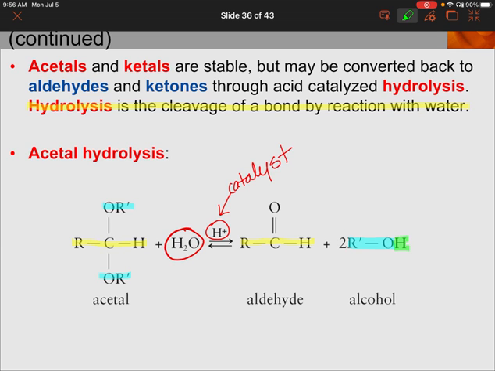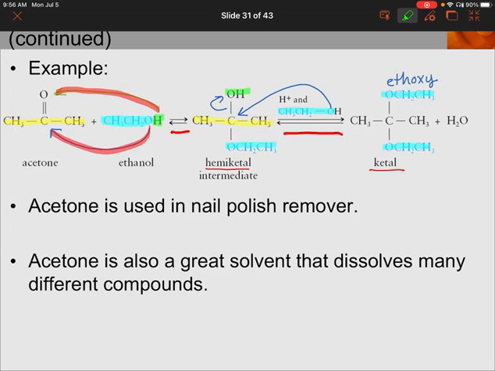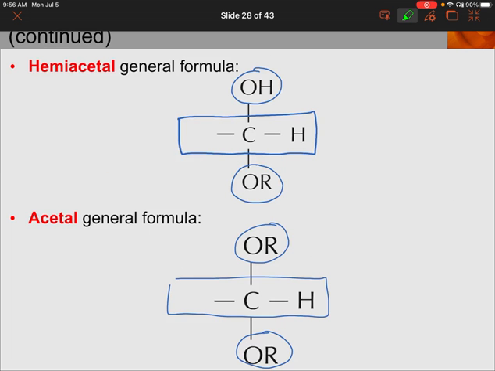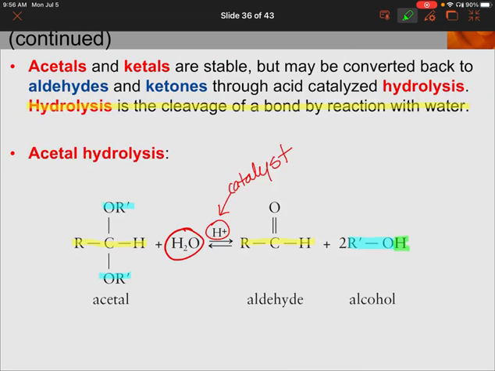Because remember, if we go back to our reaction, here, let's go back here. Remember, if we start with an aldehyde on the left, we're going to add one alcohol molecule to give us the hemiacetal. But the hemiacetal is really unstable, so then if we add more alcohol, it will turn into the acetyl group. So in the forward direction, we have an aldehyde reacting with two alcohol molecules. So it makes sense that if we go backwards, the acetyl molecule will turn back into an aldehyde and two alcohol molecules. Okay, and again, this occurs through hydrolysis.